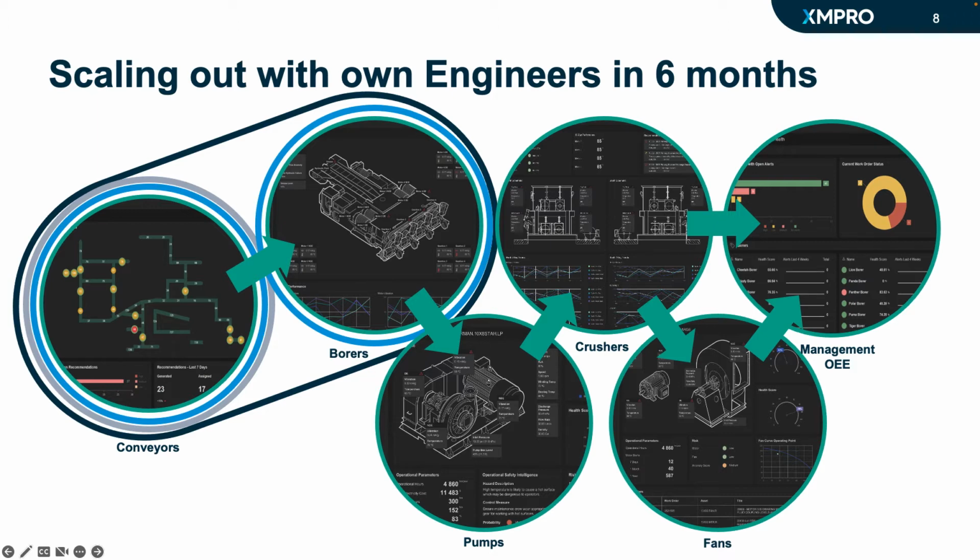It further enables them to add additional capabilities to existing use cases in an incremental way to create composite or system digital twins. Combining the conveyor and the borers as a basic underground digital twin provides a common operating picture of the combined assets that form a key part of the underground operations.